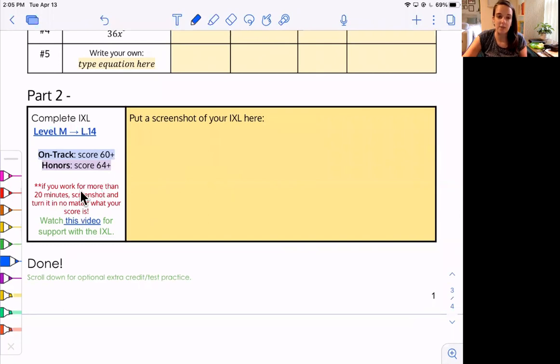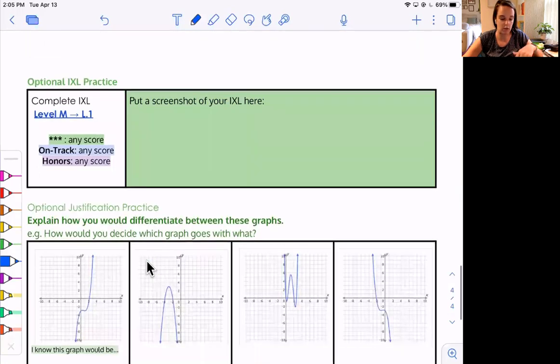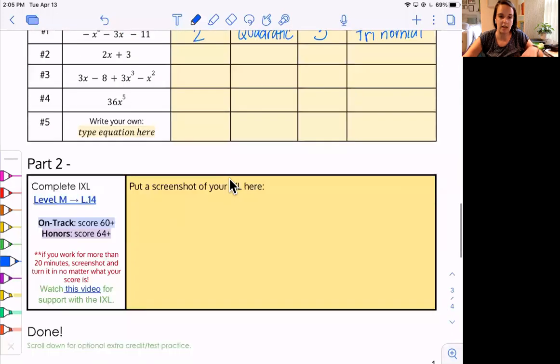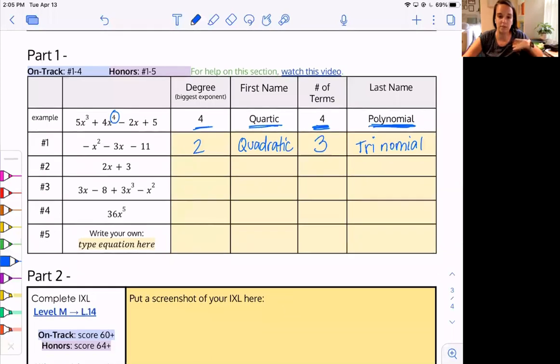And I'll also say this, if you work for more than 20 minutes, just screenshot it and turn it in, okay? If you're working for more than 20 minutes and you're just not getting it, I don't want you to keep trying and trying and trying. So if you work for more than 20 minutes, you're done, no worries, you can turn it in. There is a video to help you on that exact IXL if you need it, it's right here. Okay? That is it. There is extra credit if you want to keep going, but it is just this part here where you're typing and then your IXL here. And that will get you all of your points, okay?